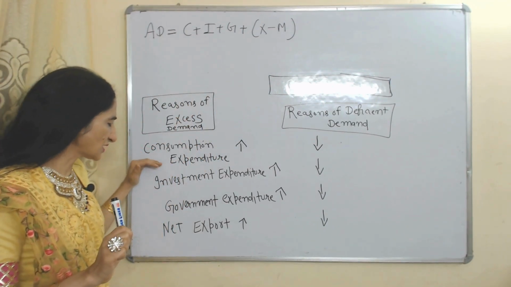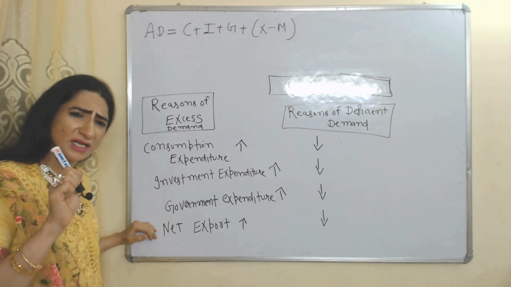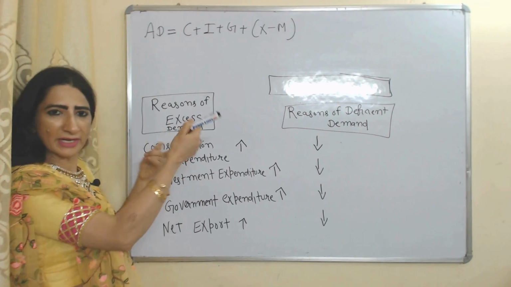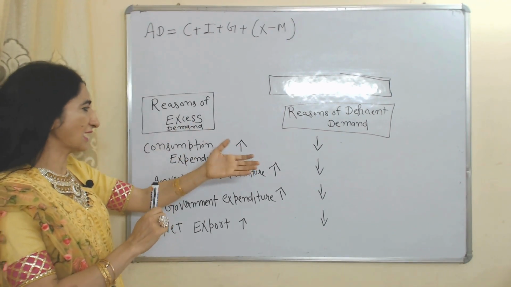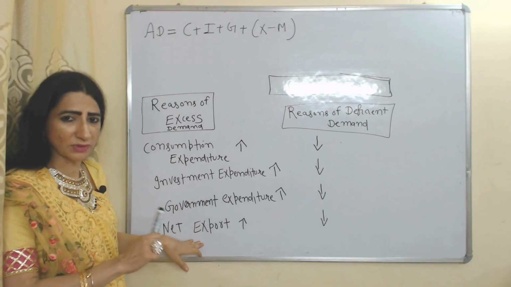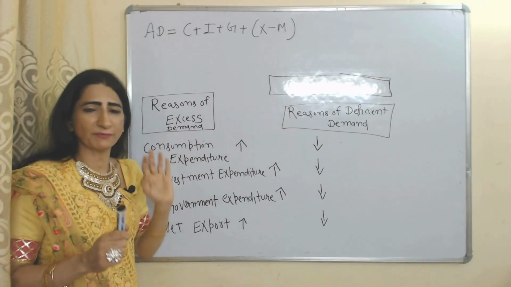When consumption expenditure, investment expenditure, government expenditure and net export increase so much, then it will become a reason for excess demand. On the other hand, when consumption expenditure, investment expenditure, government expenditure or net export reduce so much, then it can become a reason for deficient demand.